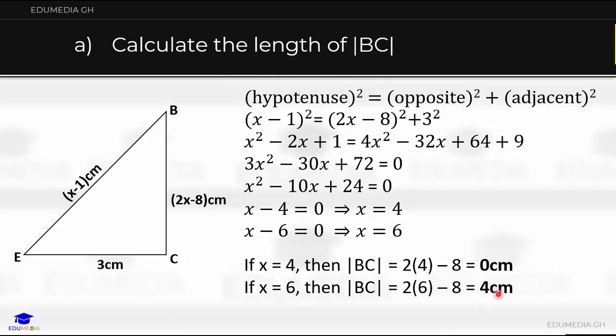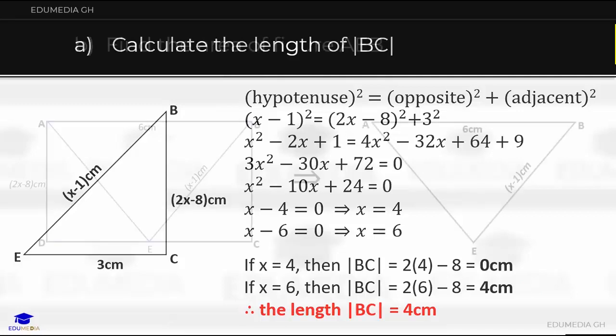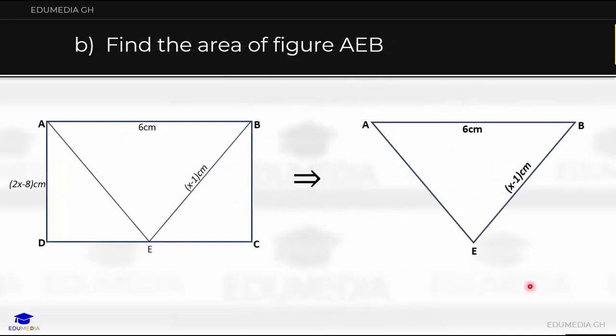Therefore, the answer is 4 centimeters because this is a natural number, not 0 centimeters. Hence, you should use the figure x equals 6. If we are to calculate the area of this, we have to use the value x equals 6 to replace each of these variables, not x equals 4, which will give us 0. So therefore, the length of line BC is 4 centimeters. Let's go to the next question.